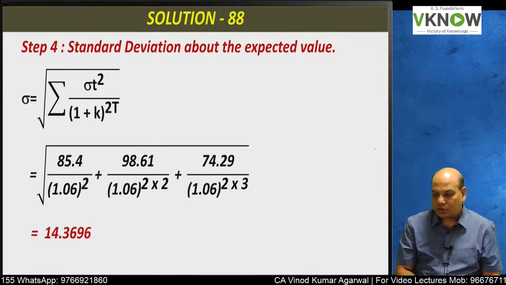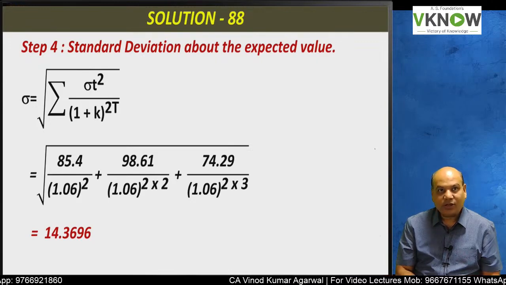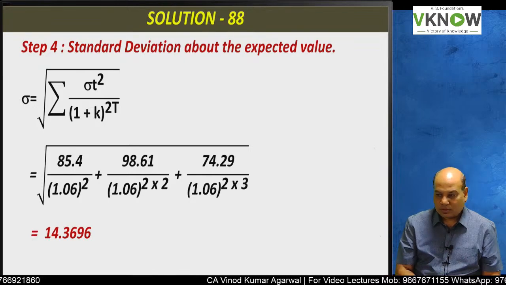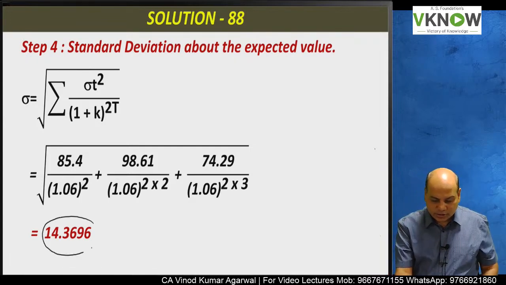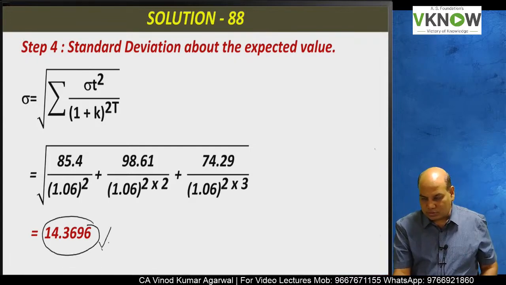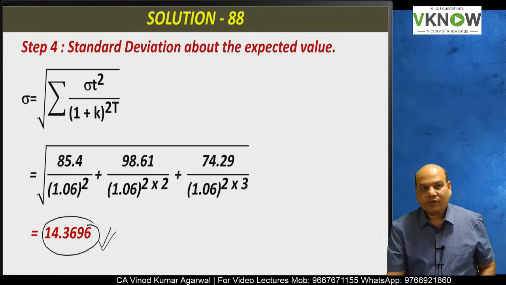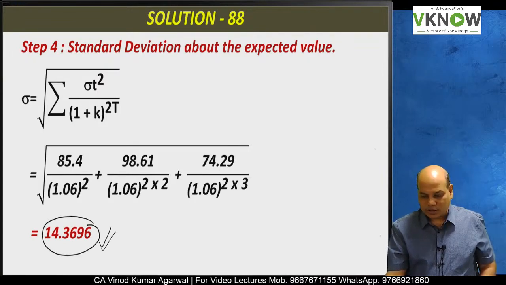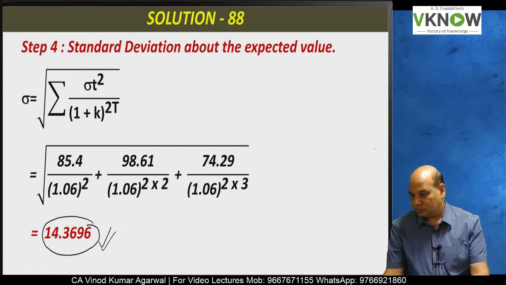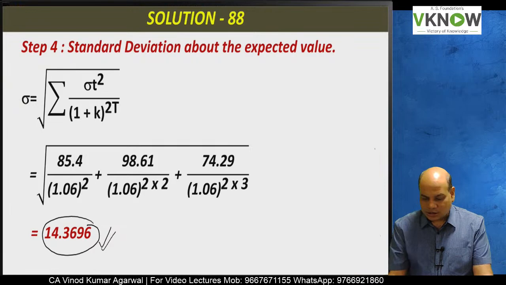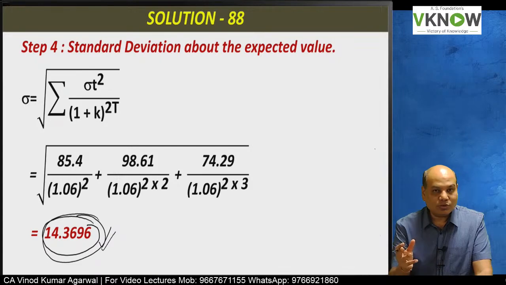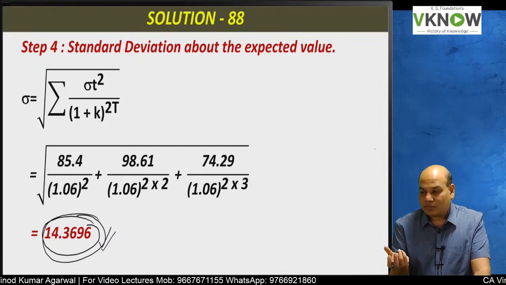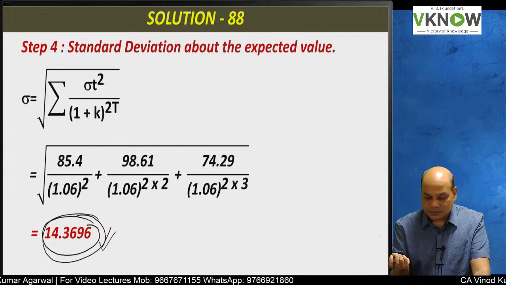The correct answer is 14.3696. So we got both the answers. If you are not getting it, then check your calculation again and you will get this answer finally. Don't worry. If you can't calculate such basic numbers correctly, that is where you lose marks in the exam. You can't make such mistakes. Okay.